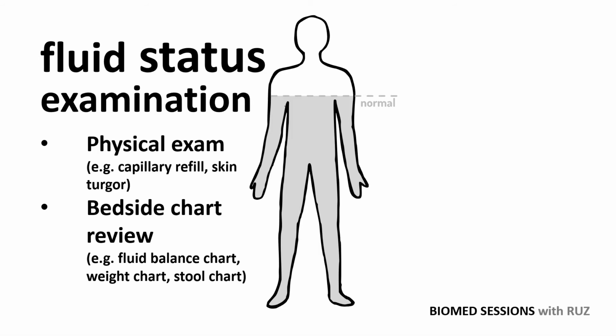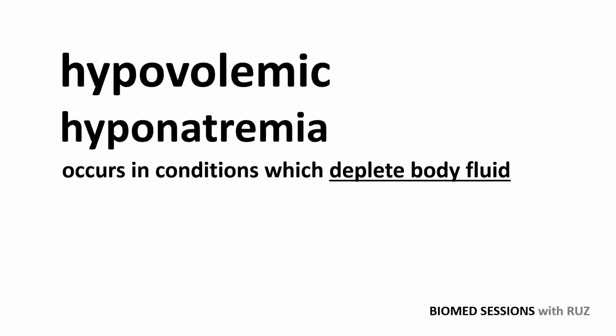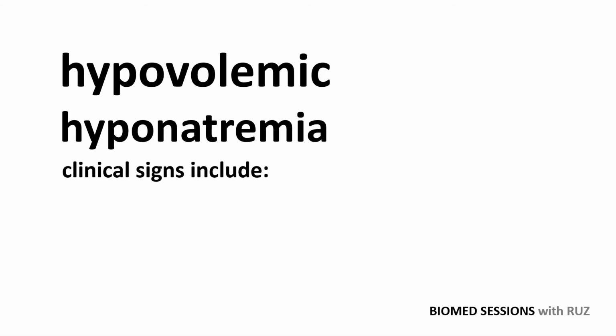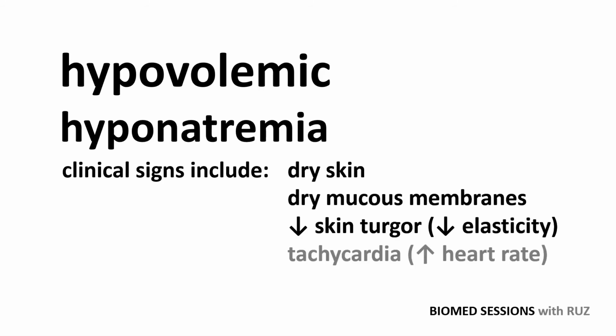Let's break it down category by category. Hypovolemic literally means low volume of blood. Hence, hypovolemic hyponatremia occurs in conditions that deplete the body of fluid. Clinical signs include dry skin and mucous membranes, reduced skin turgor, tachycardia, and low blood pressure.